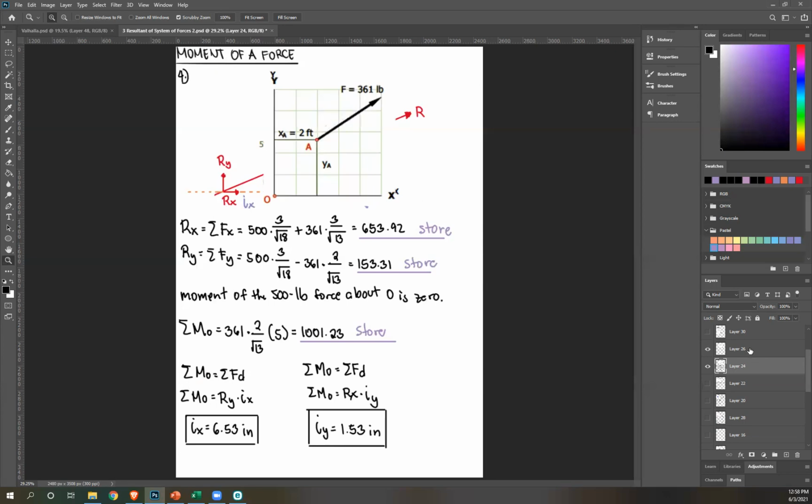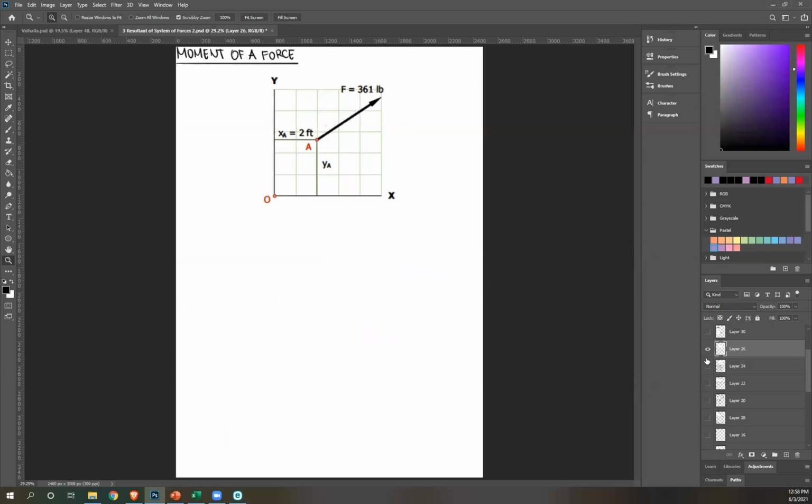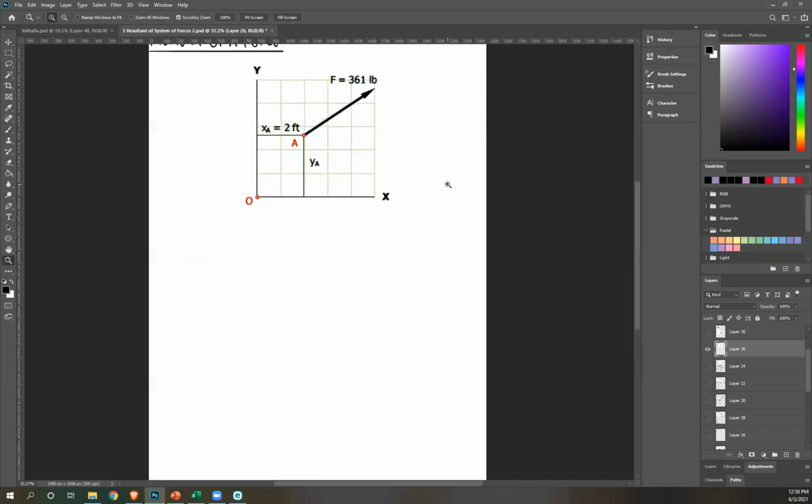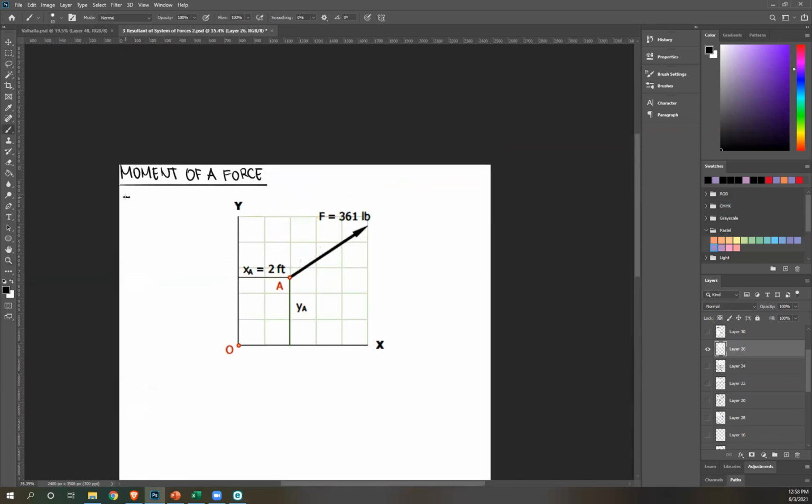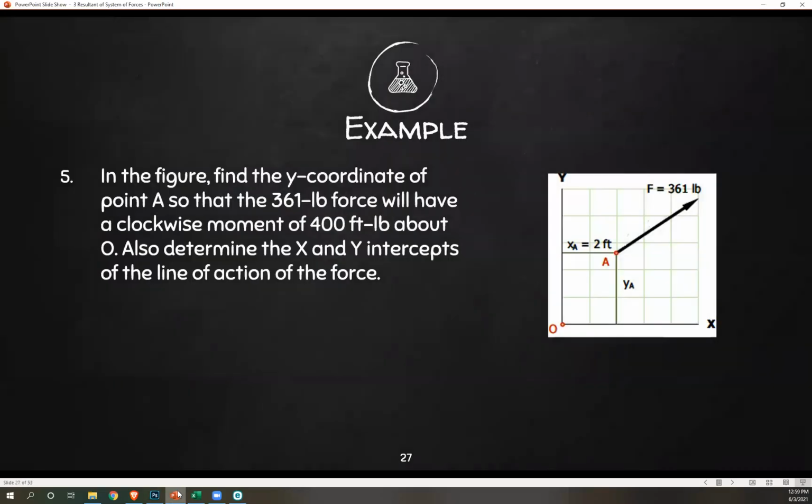Let's move on to number 5. Okay, number 5. And I think this is the last question for a moment. In the figure, find the y coordinate of point A so that the 361-pound force will have a clockwise moment of 400 foot-pound about O. Also determine the x and y intercepts of the line of action of the force.